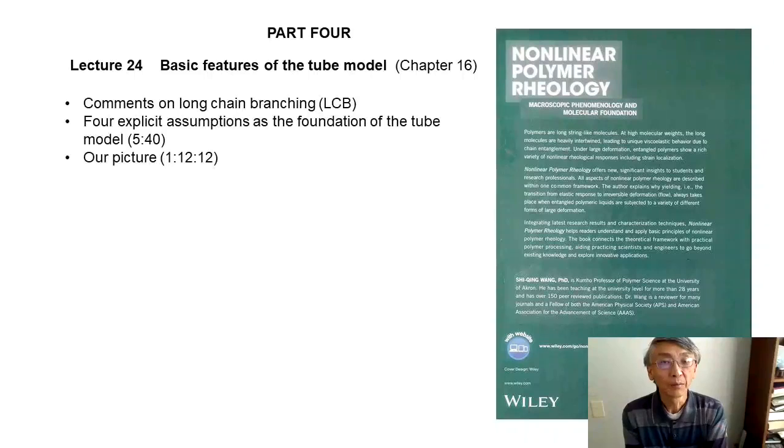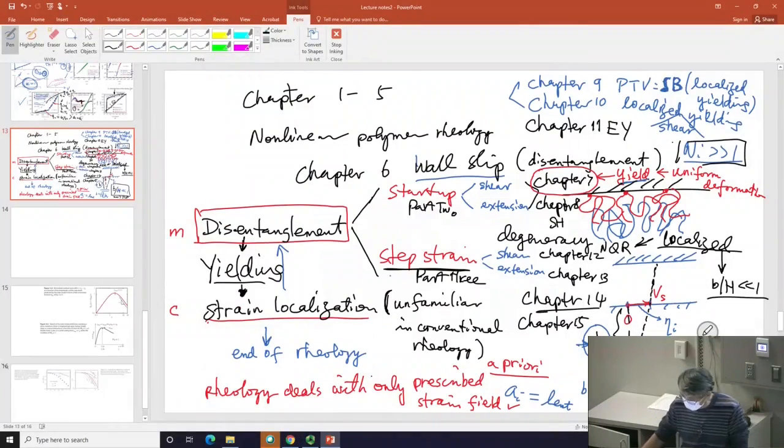Hi everyone. In this lecture 24, after briefly commenting on long chain branching, I will focus on describing to you the construction of the tube model. And then I will follow this by indicating the need to consider some new ideas and therefore start to introduce our own picture. So we are at the end of chapter 15 and we made a summary.